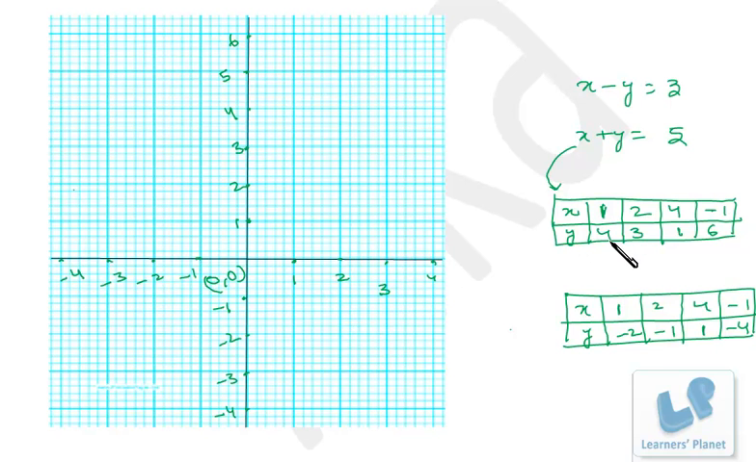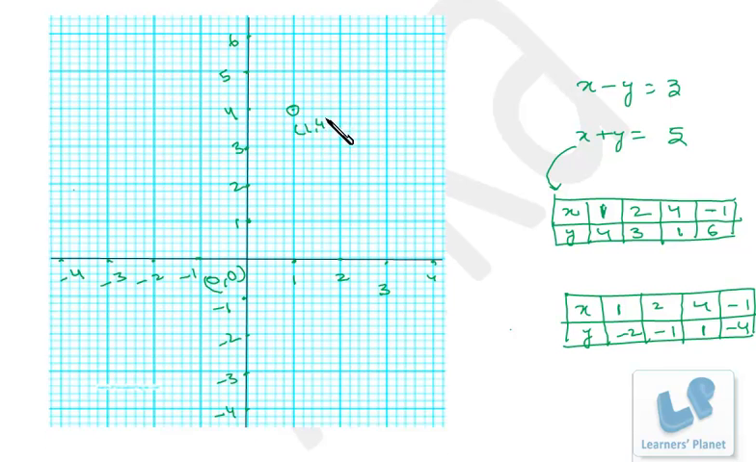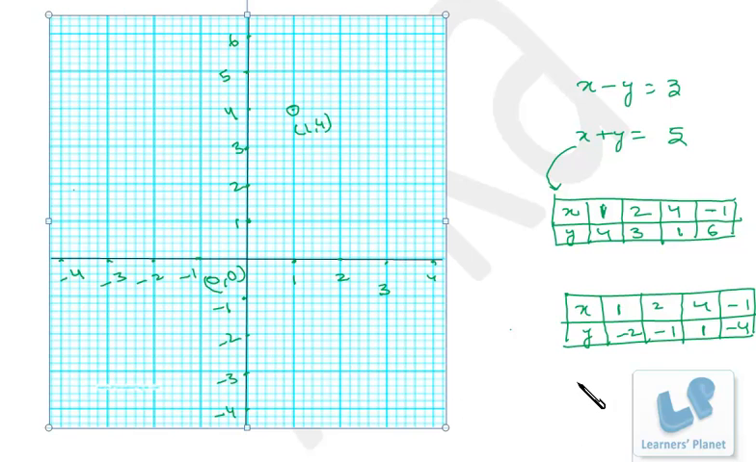Now when x is equal to 1, y is equal to 4. This is the point, right? Just circle it and you can write it over here. Okay. Next is when x is equal to 2, y is equal to 3. So this is the next point. When x is equal to 4, y is equal to 1. So this is the next point, right? When x is equal to minus 1, y is equal to 6.